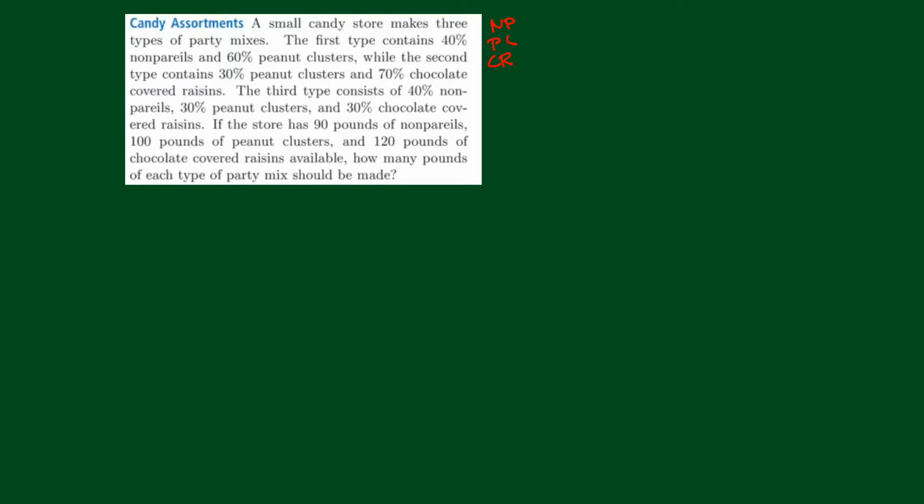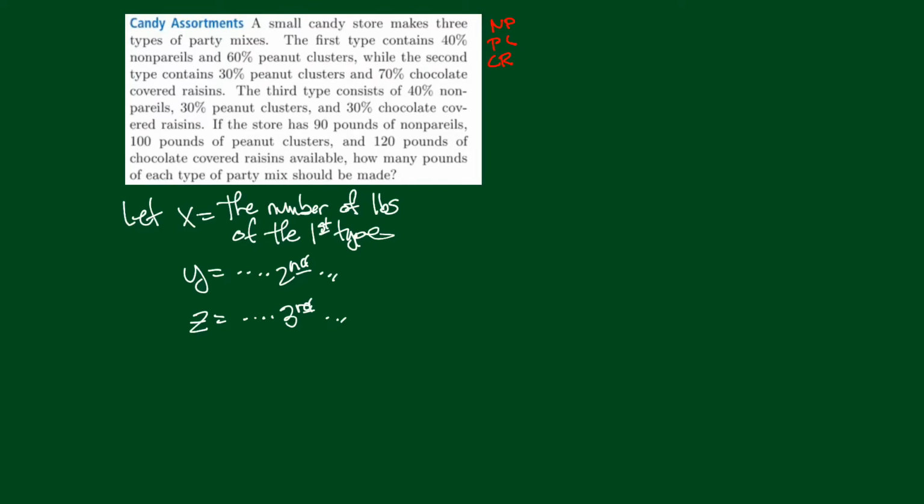Now the question is asking us down here at the bottom, how many pounds of each type? So we got a first type, a second type, and a third type. So I'm going to let a variable represent each one. So let x equal, now let's see if we can get some equations. So here's what I know. The first type contains 40% nonpareils and 60% peanut clusters, and so on, all this information.